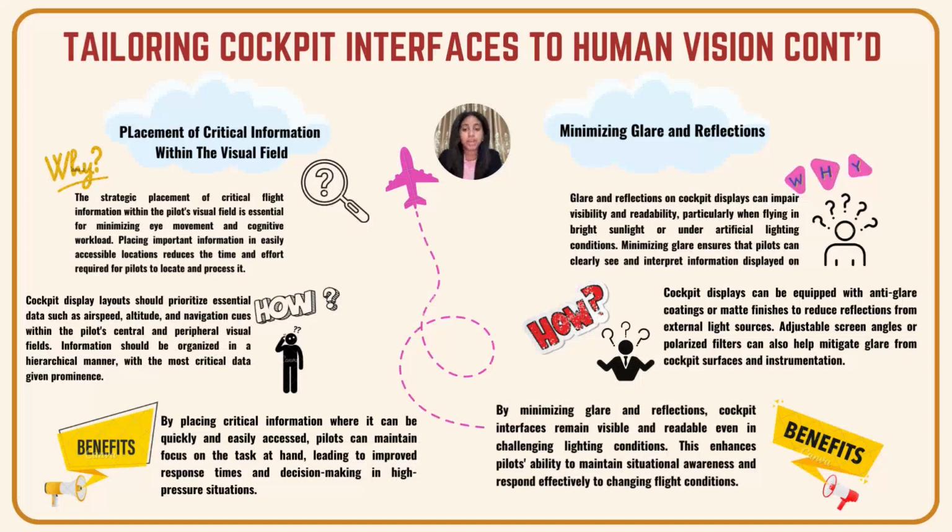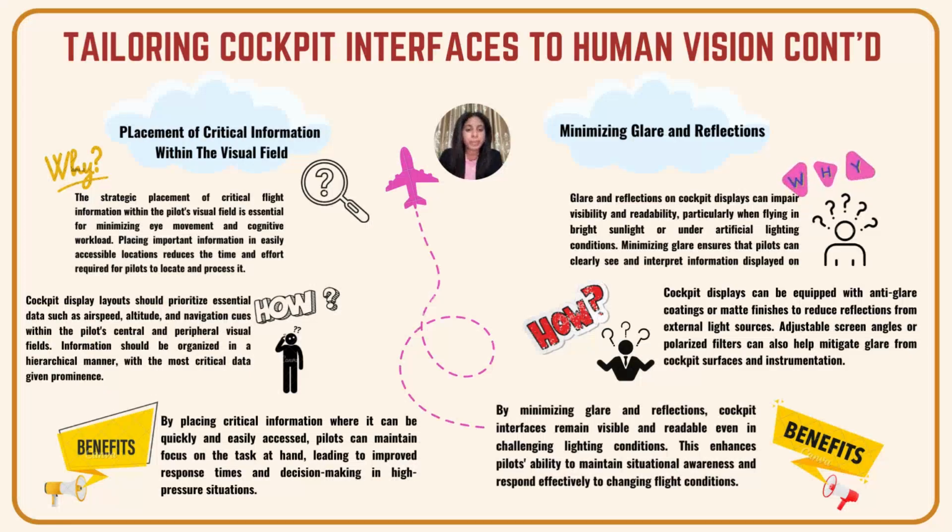Cockpit display layouts should prioritize essential data such as the airspeed, altitude, and navigation cues within the pilot's central and peripheral visual fields. Information should be organized in a hierarchical manner with the most critical data given prominence. What are the benefits? By placing critical information where it can be quickly and easily accessed, pilots can maintain focus on the task at hand, leading to improved response times and decision making in high pressured situations such as emergencies.